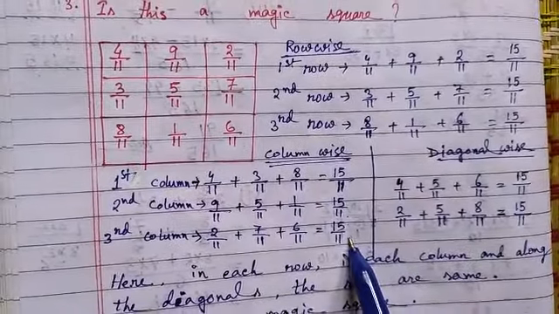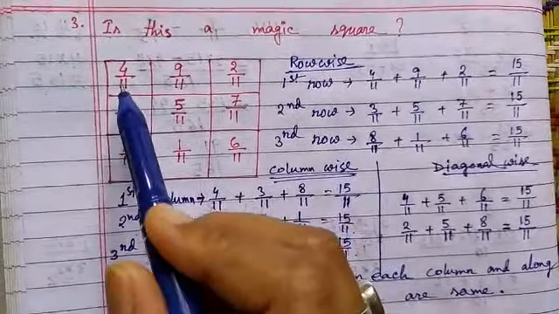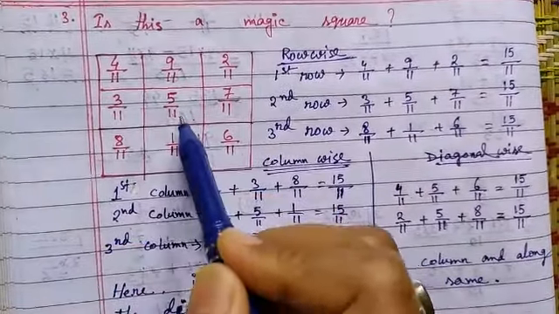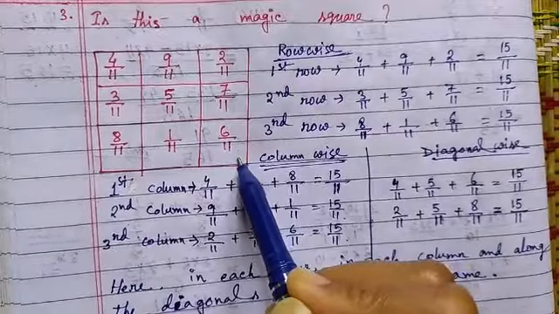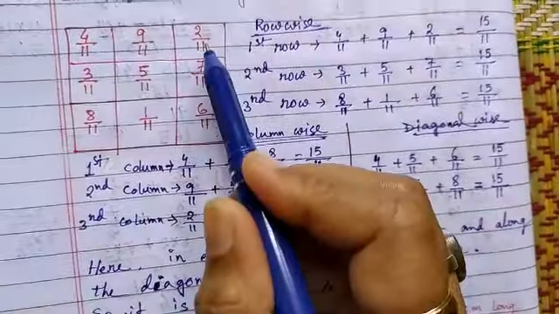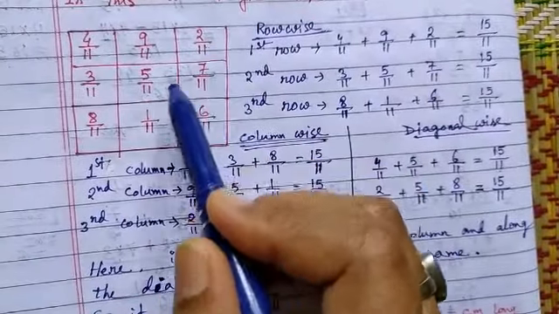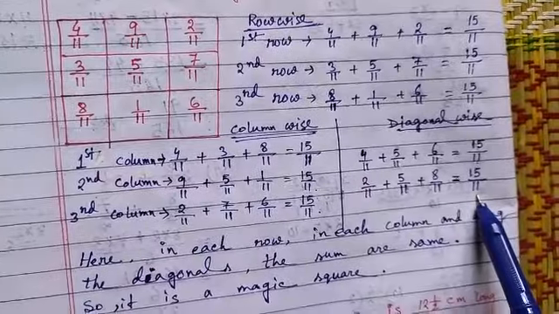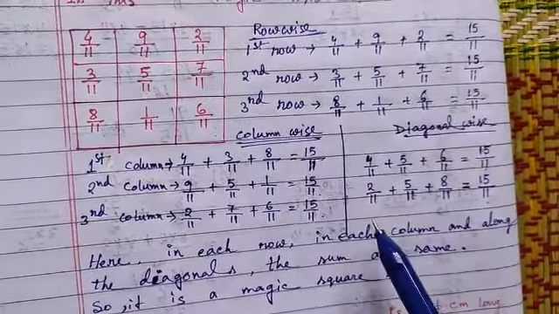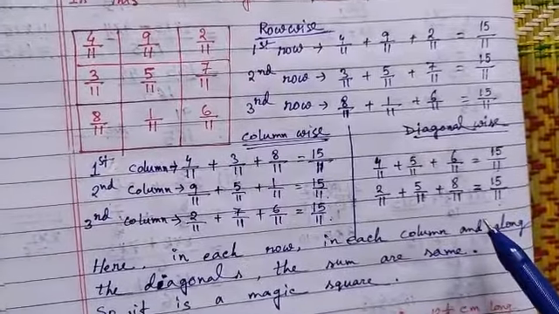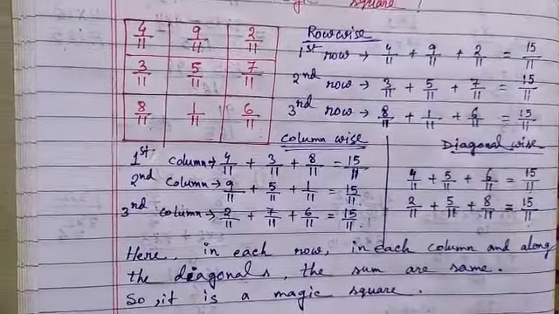Now diagonal wise. First, left to right. 4 by 11 plus 5 by 11 plus 6 by 11. Sum is 15 by 11. And right to left, 2 by 11, 5 by 11, 8 by 11. Sum is 15 by 11. Then here we can see all the sums are same. So we can say that this is a magic square.